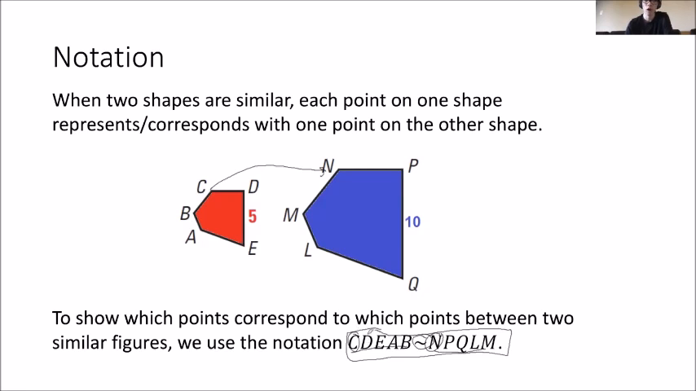And we can move on. Second letter is D here, second letter is P here. So D corresponds to P, and we can keep going. E goes to Q, A goes to L, and B goes to M. And that matches the order. So pay very close attention to the order that you write them down.